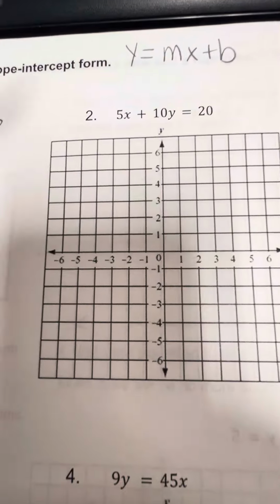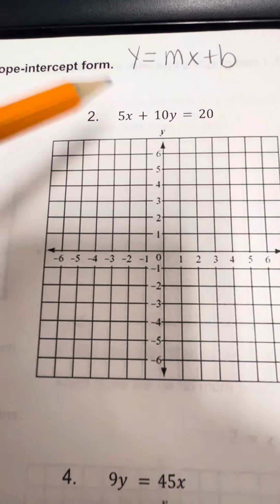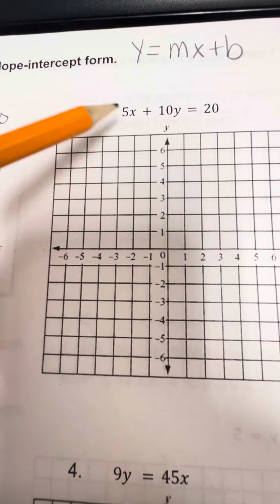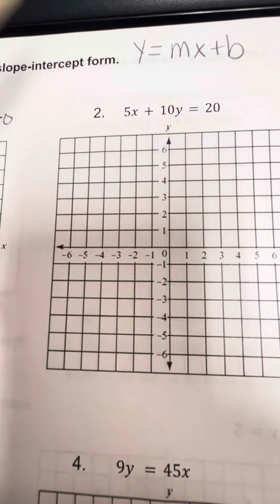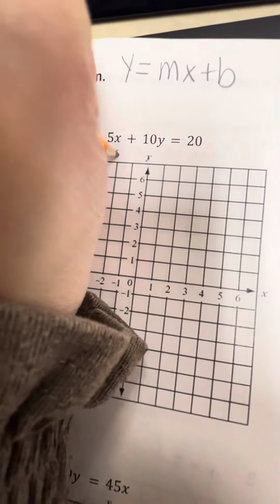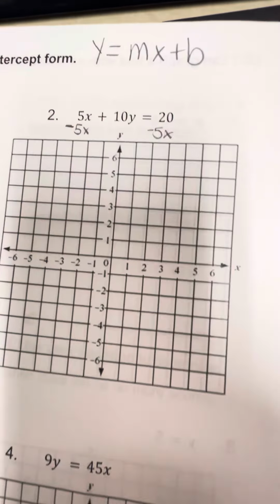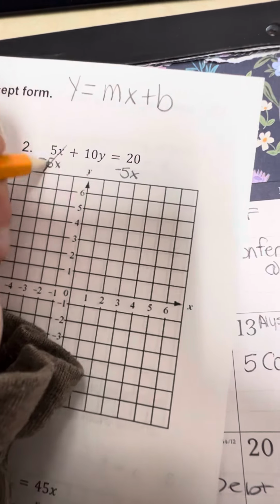Now you can certainly do this with the x and y intercepts as well if you really wanted to. I'm just going to show you how to do this. Well, what we're going to do is start by getting that x over to the other side, opposite of what it is. So I want to subtract 5x. I'm not going to have a lot of room here, so I'm going to do this kind of next to it. Now these are going to cancel.